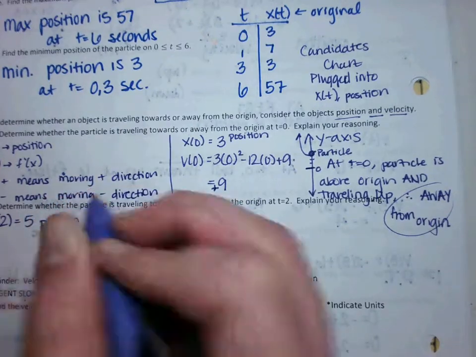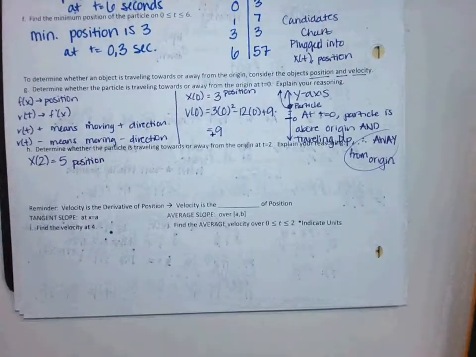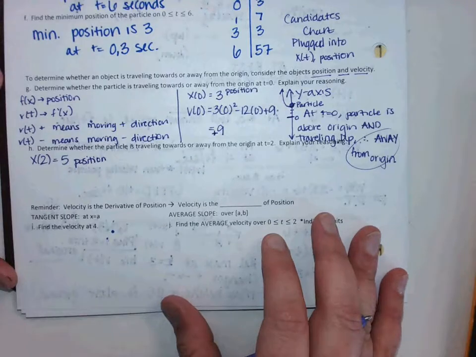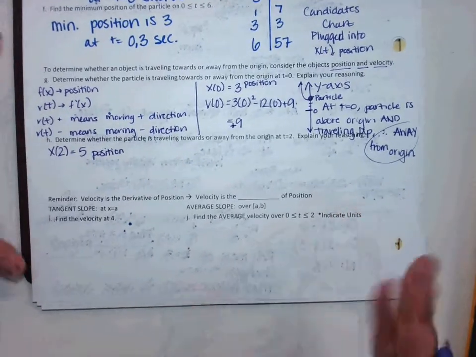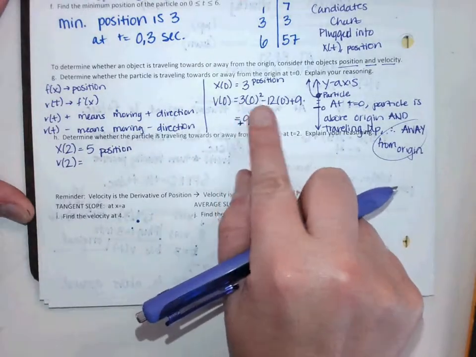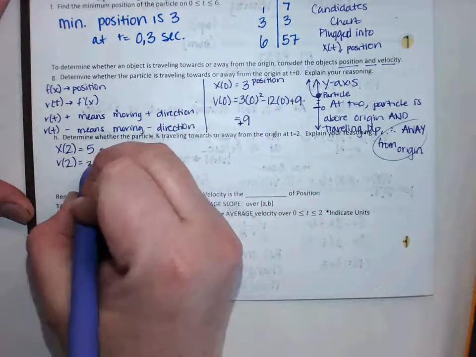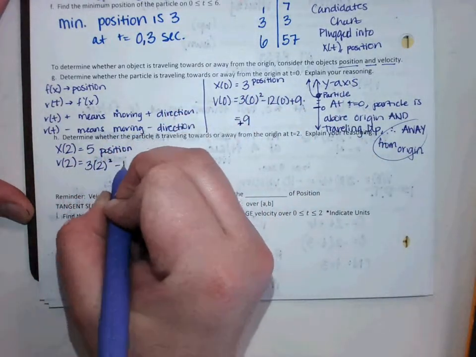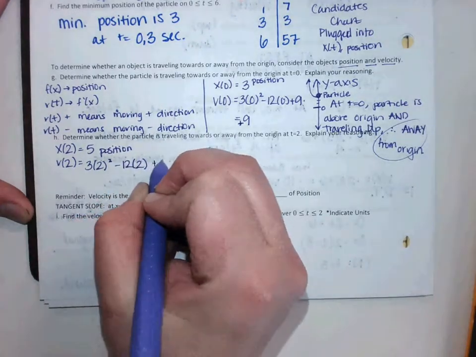Yes, I can. X of 2 is 5. What else do I need besides position? The velocity at 2, so v of 2. And then I'm plugging into this guy. So it'd be 3 times 2 squared minus 12 times 2 plus 9.